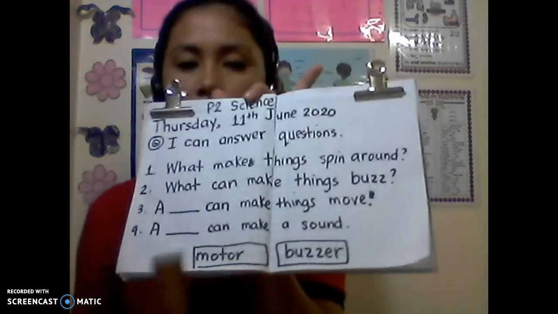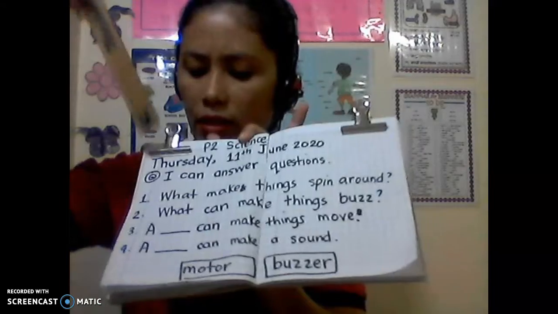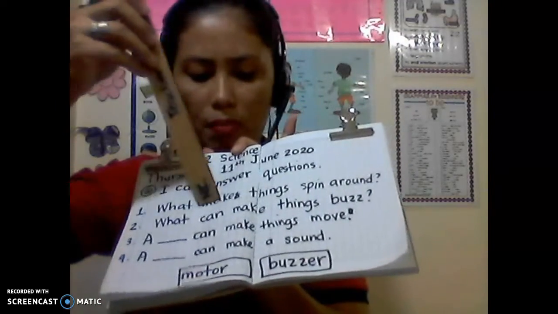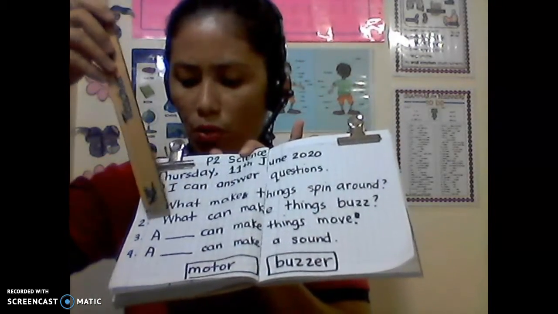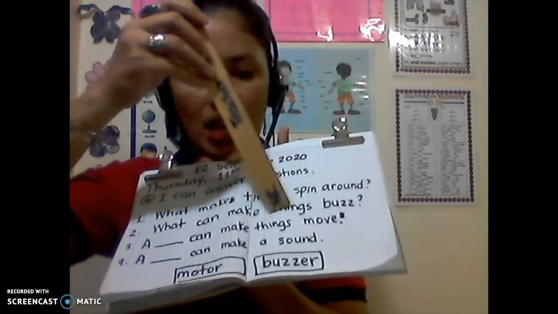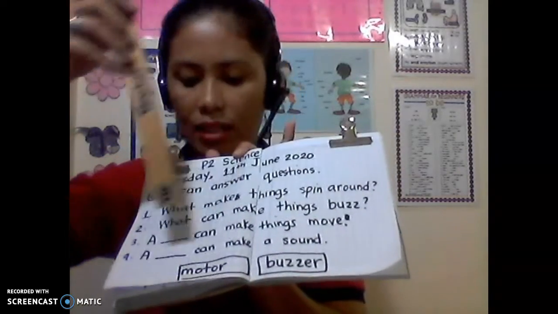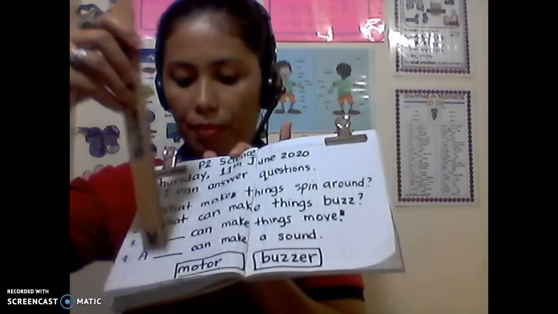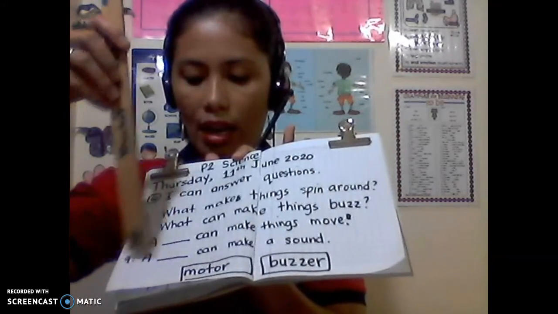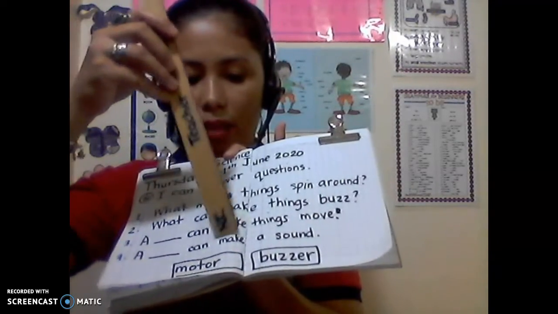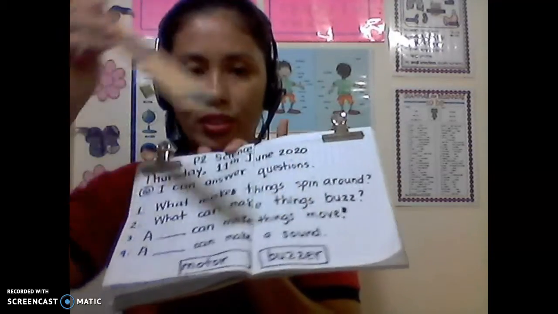So again, you're going to answer number 1. What makes things spin around? Number 2, what can make things buzz? A can make things move. A can make a sound.